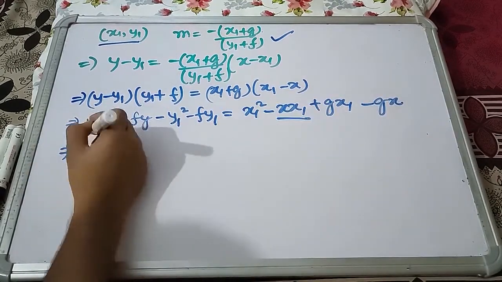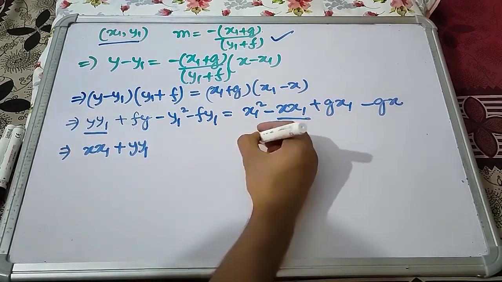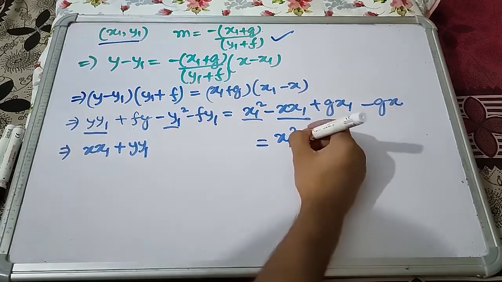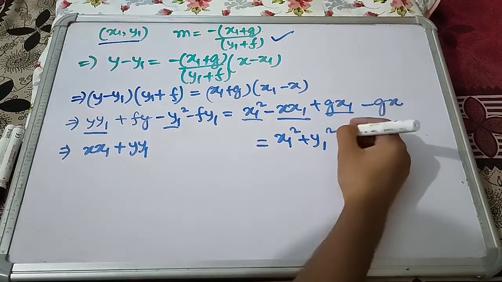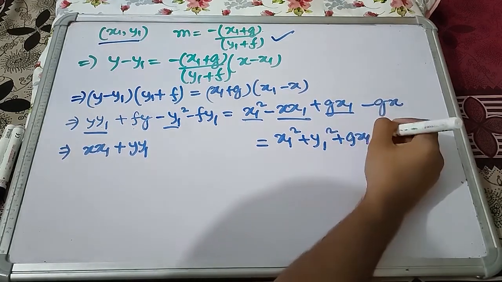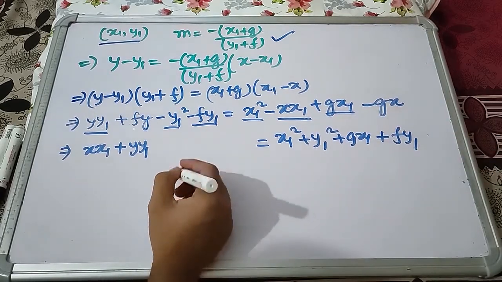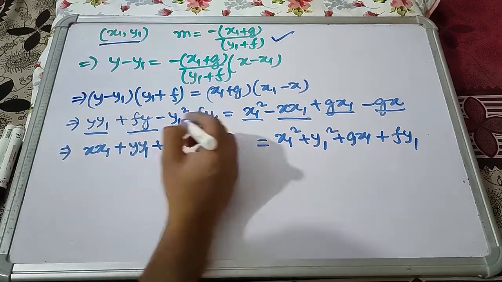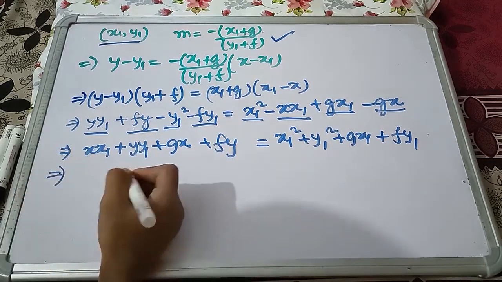Now we rewrite this. On this side we bring x1 square plus y1 square, plus g x1 plus f y1, and on this side we bring plus g x, and we already have plus f y. So all the terms are covered.